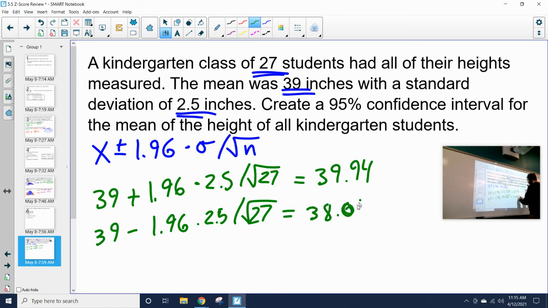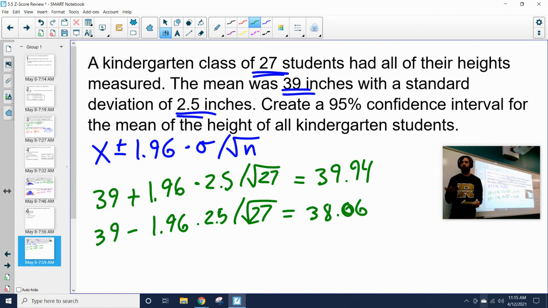So pretty much between 38 and 40 inches is where the mean height of all kindergartners should be, based off our class of kindergartners. So we're 95% confident that the average of all kindergartners should be between these two heights. And those are pretty much the three things that show up on your assessment on Friday.